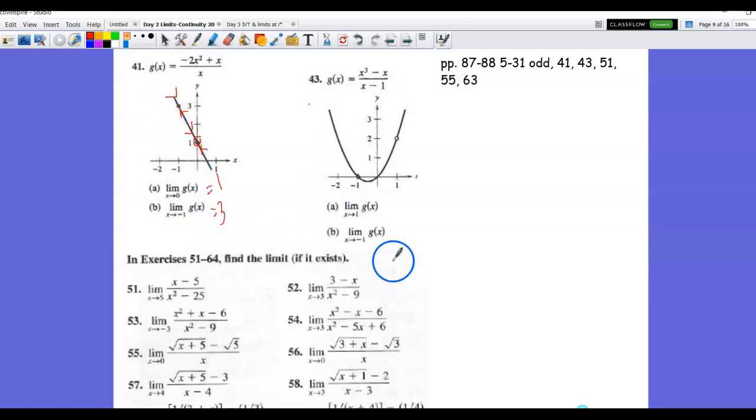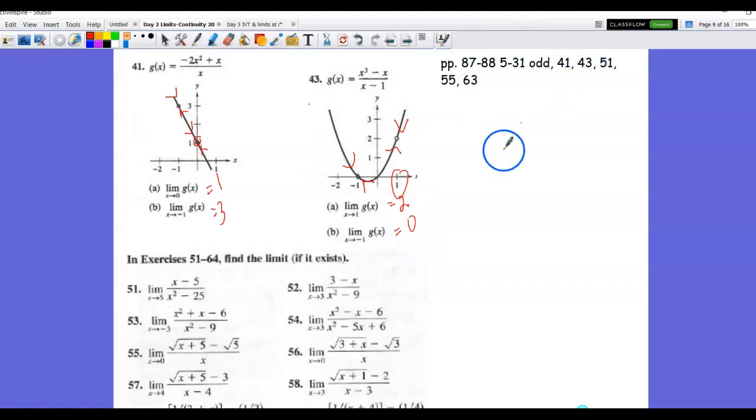In number 43, finding the limit as x approaches 1, which is right here, from the left and from the right, we are approaching a y value of 2. At x equal to negative 1, from the left and from the right, we are approaching a y value of 0.